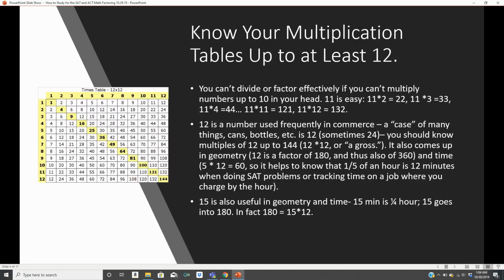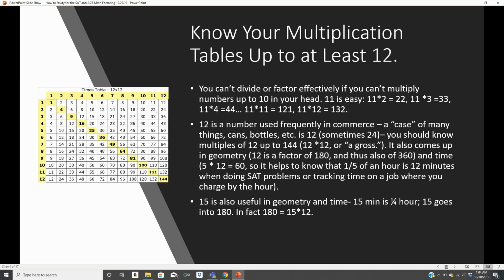Know your multiplication tables up to at least 12. You can't divide or factor effectively if you can't multiply numbers up to 10 in your head. So you should have memorized those when you were in third, maybe fourth grade. If you haven't or you need to brush up on it, please do.